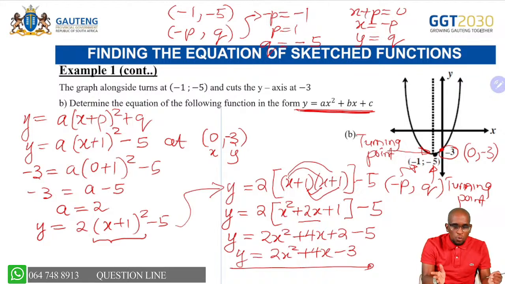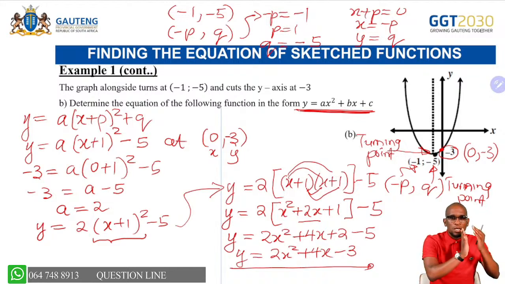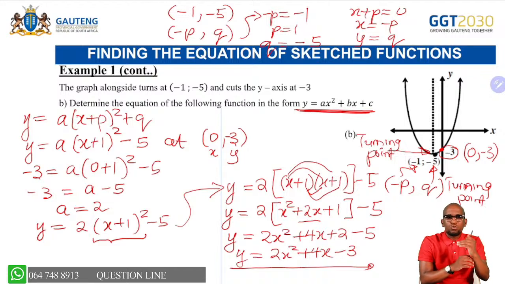So now we can just summarize what we just did. In the first problem, we were determining the equation of a parabola, but we were given two x-intercepts and a point. So we used the form y is equal to a into x minus x1, x minus x2, because we are given two x-intercepts and a point. So x1 and x2 represent the x-intercepts. Now in the next problem, we're determining the equation of a parabola, but now we were given a turning point and a point.